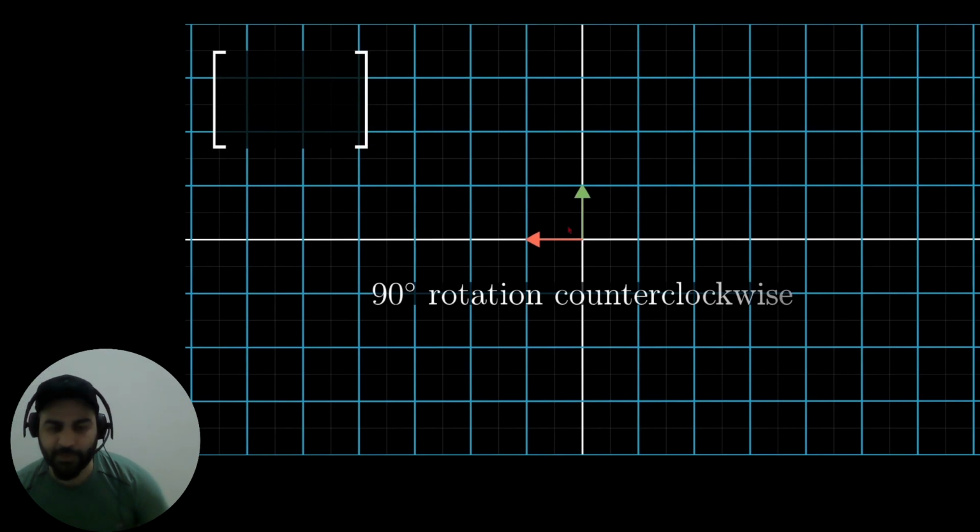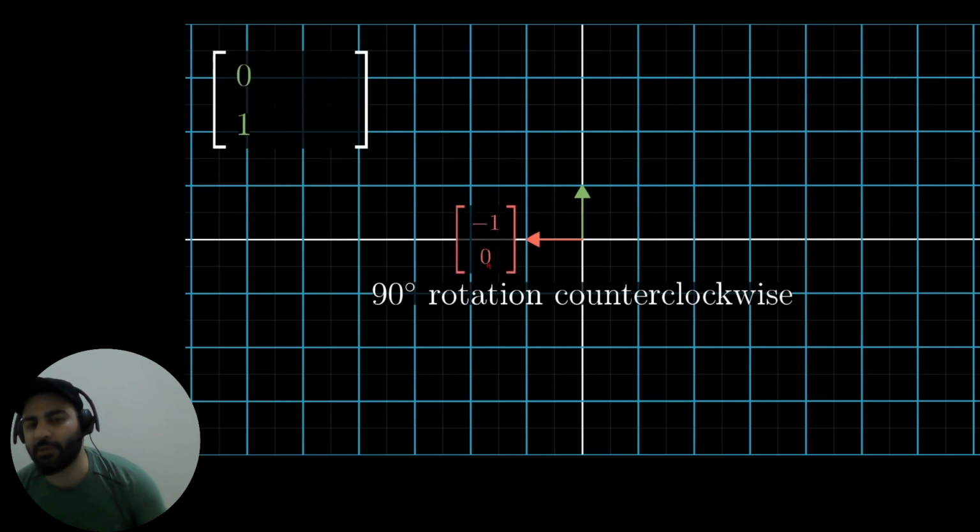We just need to keep track of these basis vectors, this i cap and this j cap. What we can write for the i cap is 0 1, because this is where the i cap landed. So we'll make this one column of the matrix. Then we have this j cap, whose value is minus 1 0. So we'll make this the other column. So this matrix here represents the rotation.